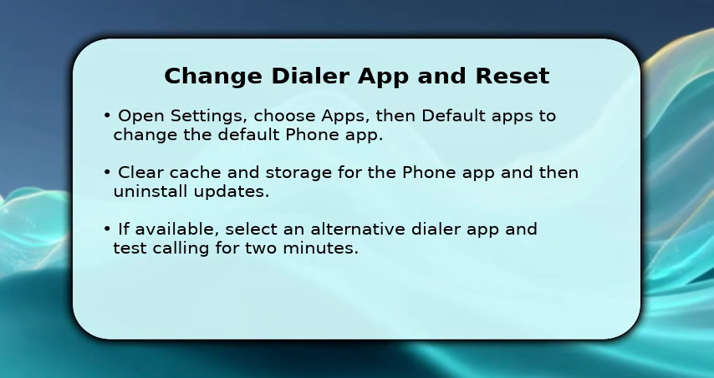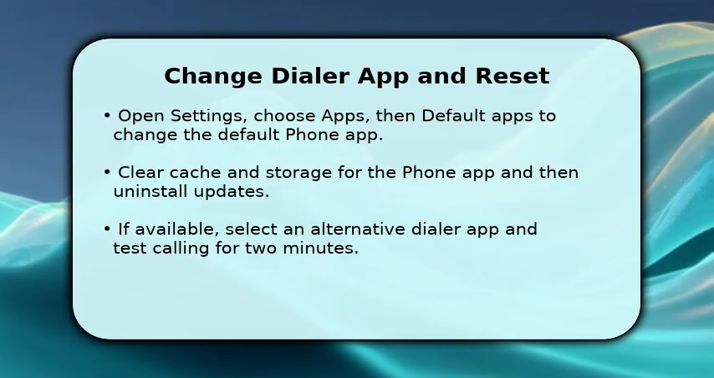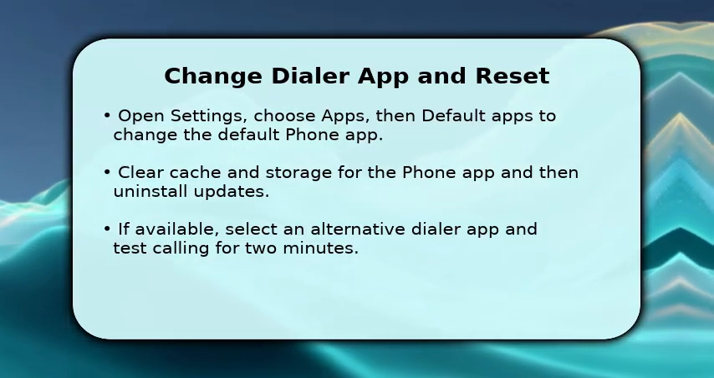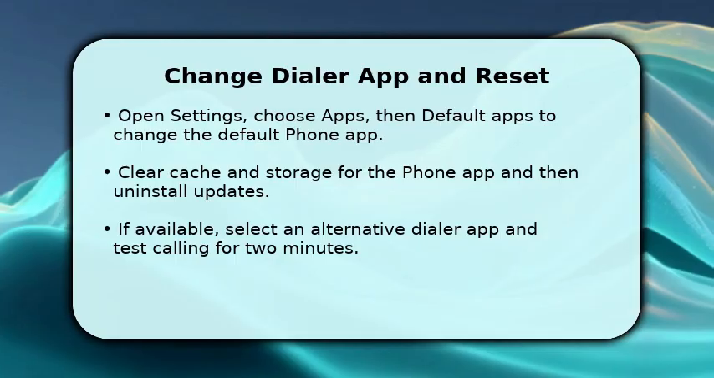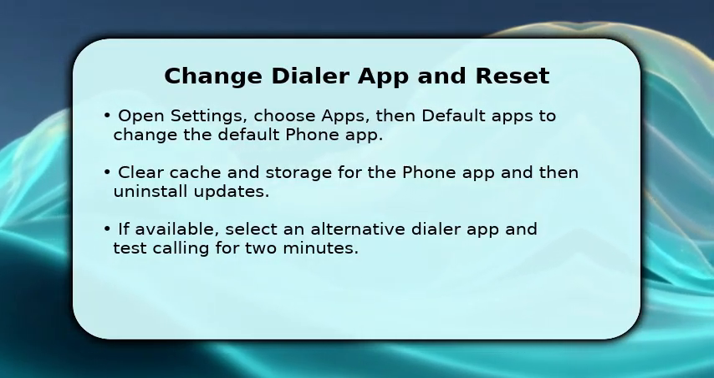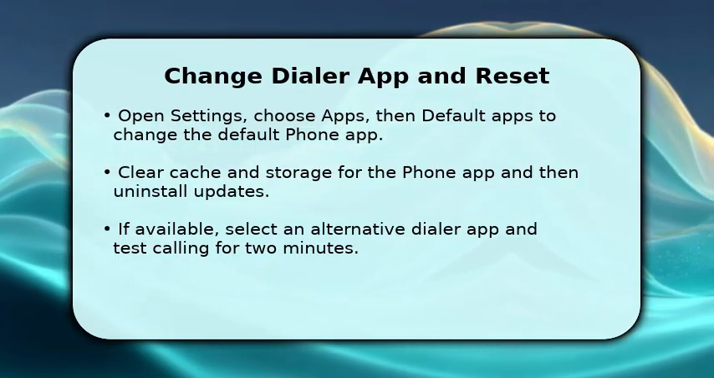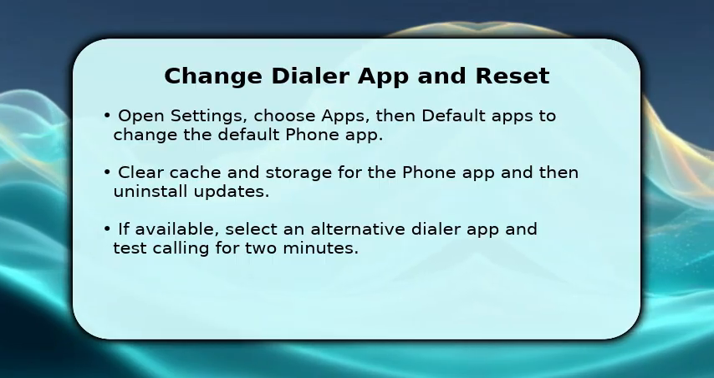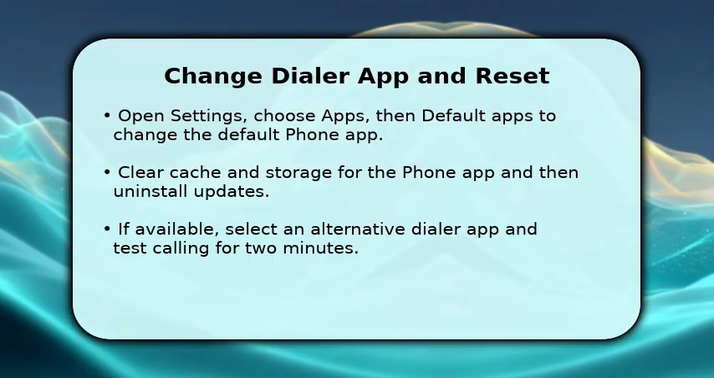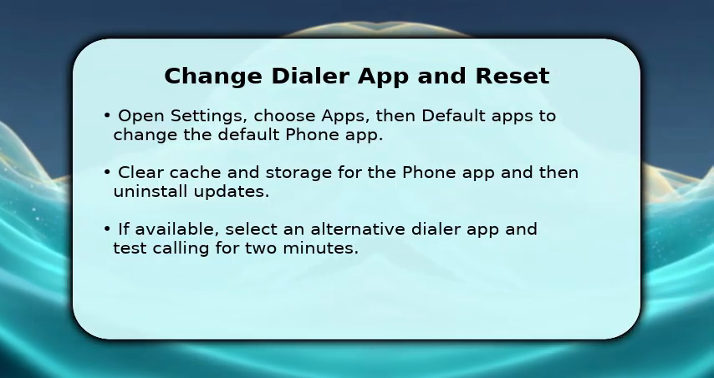Open Settings and go to Apps or Apps and Notifications to manage app preferences. Tap Default Apps, then choose the phone app and switch to a different dialer if one is available. Next, select the current phone app, tap Storage, and clear cache and clear data to reset local settings safely. If the app supports it, tap the three dots and choose Uninstall Updates to revert to the factory version. Test calling for about 2 minutes to confirm the new settings.